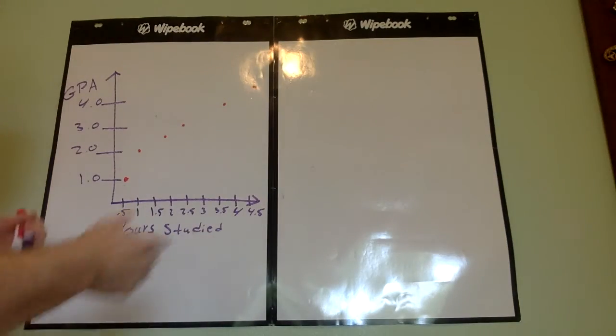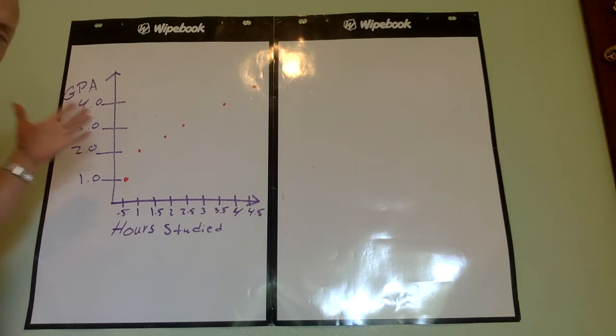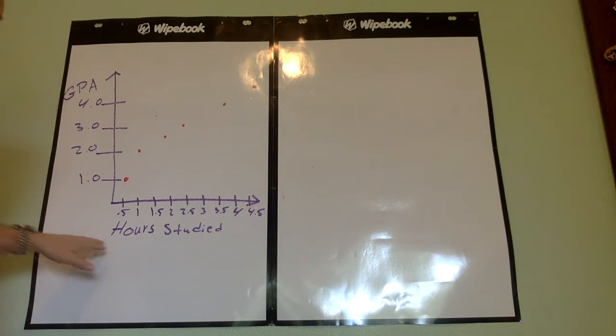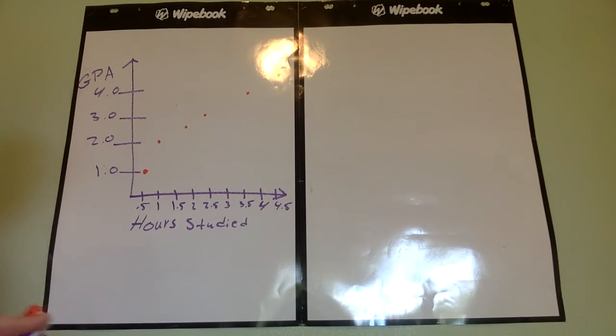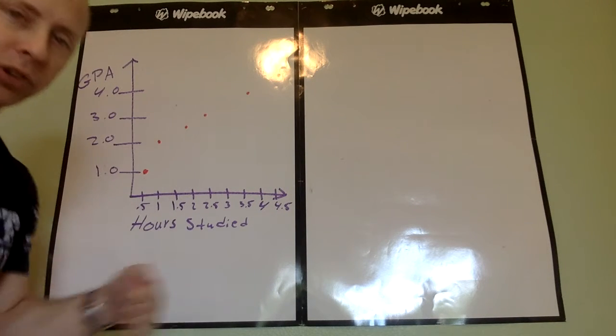Okay, so if you look at the graph that I have behind me, really quick, I just did something together. It says GPA, your grade point average. And then over here I put hours studied. So basically the thing that's going on down here is this. The more you study, maybe the higher grades you're going to get.